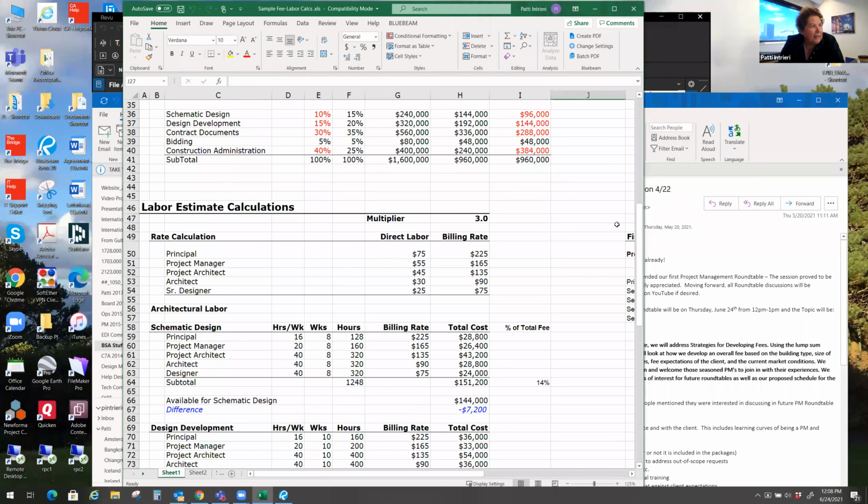And I think it depends. The issue here has to do with the multiplier on the job, right? Every firm is going to have a different multiplier, but let's say your direct billing rate is $75. You need to know what your break-even multiplier is. Let's just say your break-even multiplier was 2.5, right?